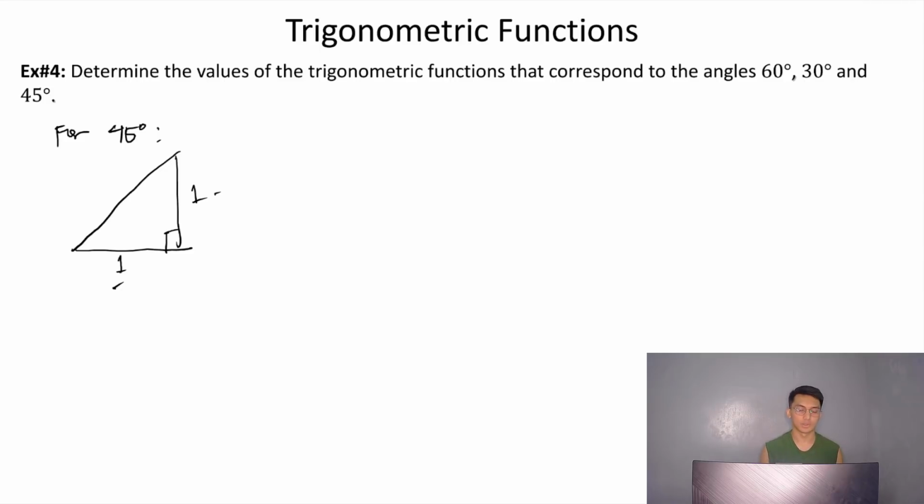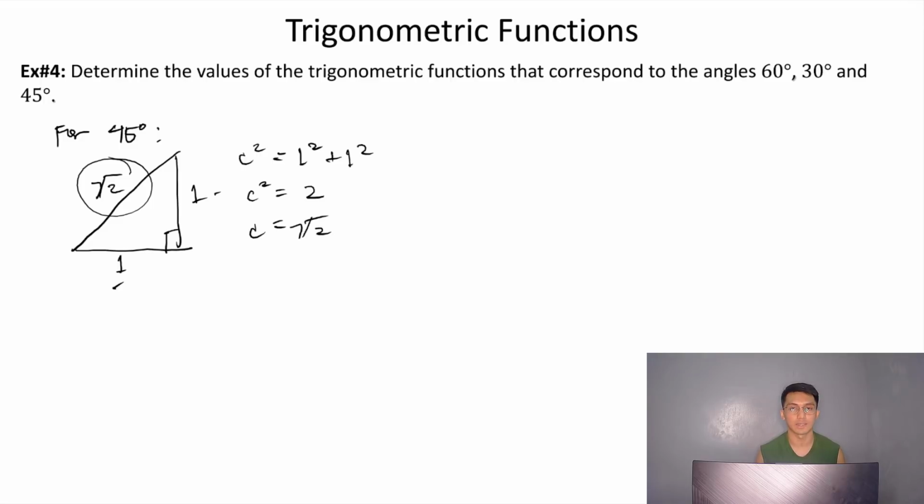And solving for the hypotenuse, we have c square by Pythagorean theorem. 1 square plus 1 square, we have c square is equal to 1 square plus 1 square is equal to 1 plus 1. 1 plus 1 is equal to 2. And finally, we have c as square root of 2. Ayan yung ating value ng hypotenuse. Alam na natin lahat ng values ng lahat ng sides of our right triangle, the isosceles triangle, for 45 degrees. We can now find the values of all the trigonometric functions.